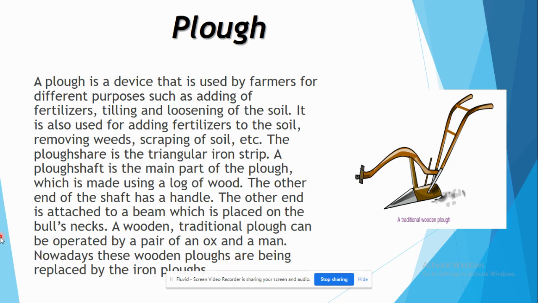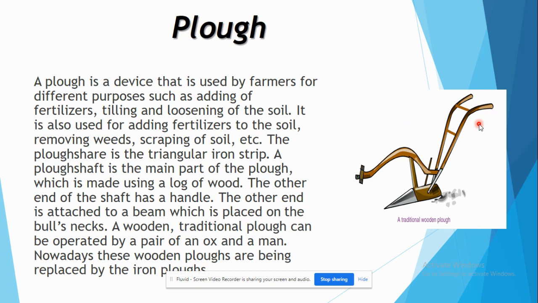Here you can see how a plough looks. It has a triangular iron strip in front of it, as shown here, and it also has a beam which is placed on the bull or ox's neck.